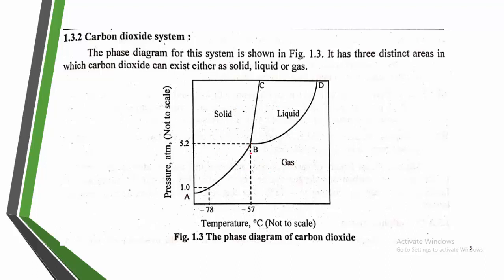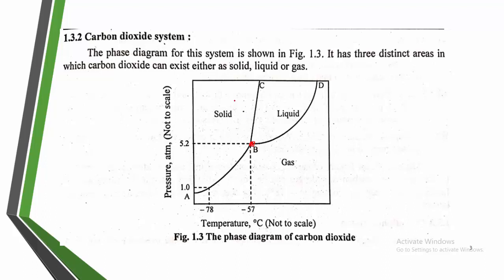Here we can see the AB curve, the BC curve, and the BD curve. All these three curves meet at an intersection, which is called point B. Here we can see this is point B, the intersection of all these curves. Point B is known as the triple point of carbon dioxide.